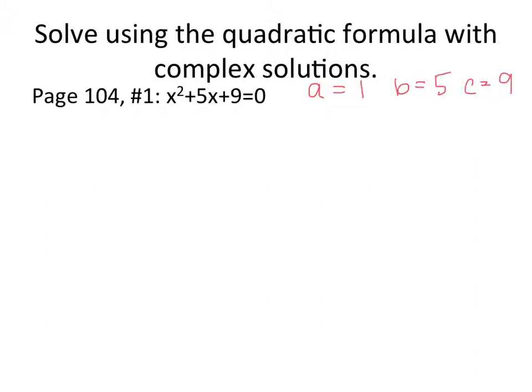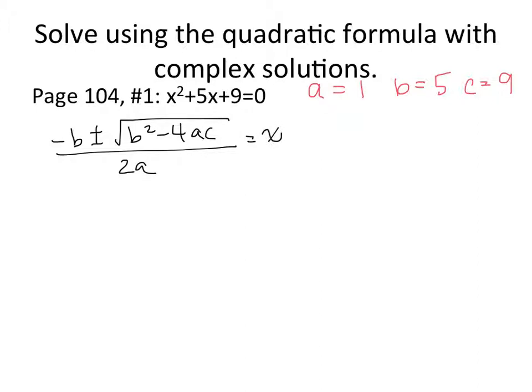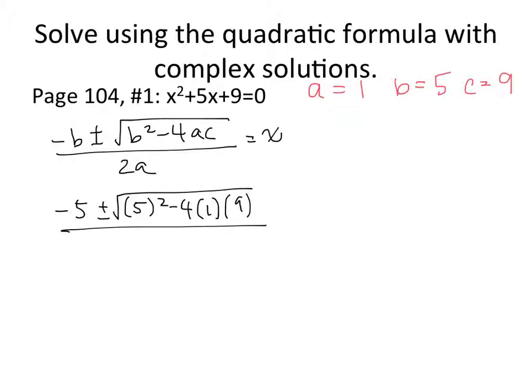So we're going to start off with our quadratic formula, negative b plus or minus the square root of b squared minus 4ac all over 2a is equal to x. So now it's a game of plug and chug, and we're going to put our numbers in. When we do that, we get negative 5 plus or minus the square root of 5 squared minus 4 times 1 times 9, all over 2 times 1.